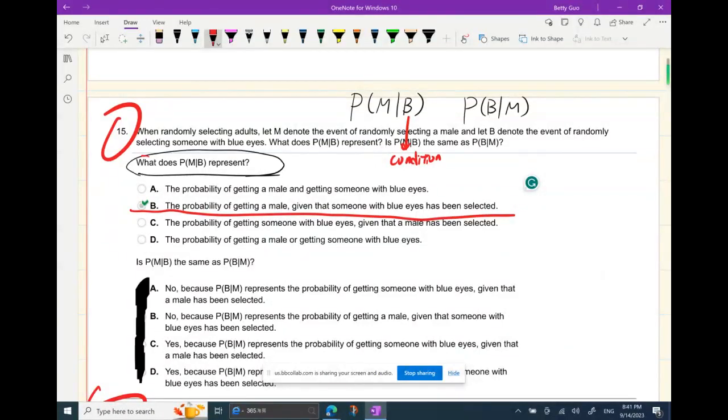We are looking for the meaning of P of M given B. Again, B is the condition behind the bar. Since B is behind the bar, B already occurred. That means we already know the subject has blue eyes. Given that means we already know. Given that someone with blue eyes has been selected, on that condition, the probability of getting a male. Do we agree? For number 15, the first part, we should choose B.